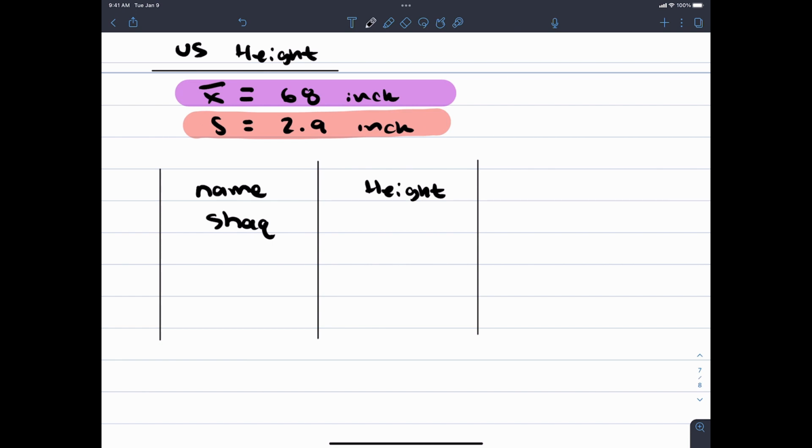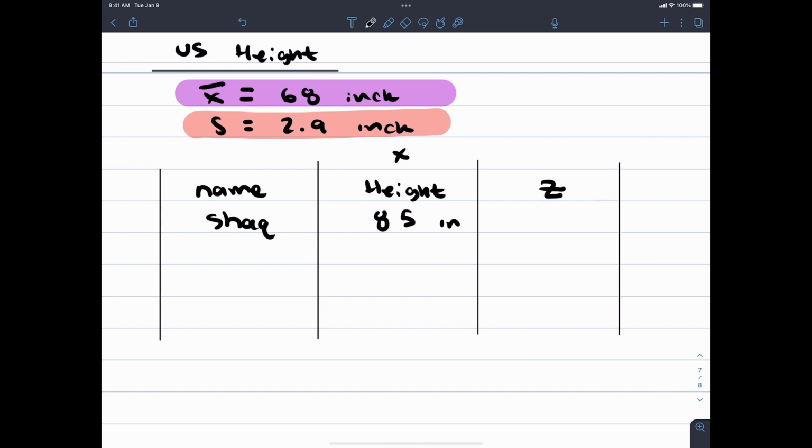So how many inches is 7'1", by the way? Because this whole example is in inches. Do you guys know how many inches? 7 times 12 is 84 plus 1. Shaq is 85 inches. Let's compute Shaq's Z value.